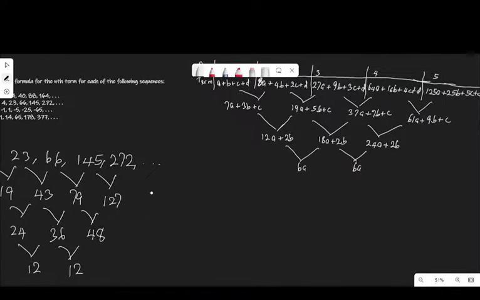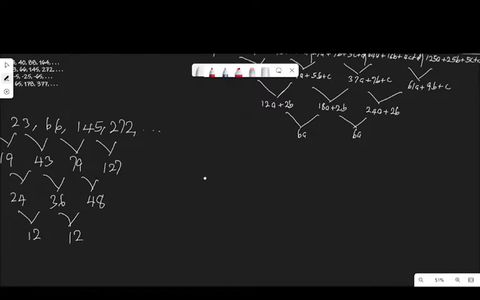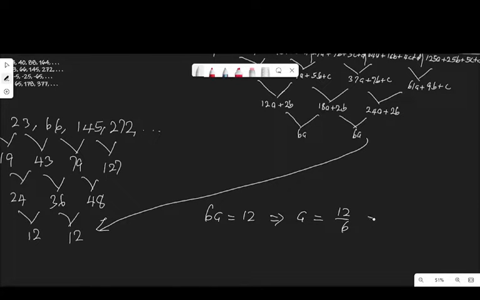Okay. Now if we compare this table here with this table here, the last row in this table corresponds to the last row in this table, which means 6a is equal to 12, which implies a is 12 divided by 6, which is 2. Now again, we compare this row now with this row. That means 12a plus 2b corresponds to 24. 18a plus 2b corresponds to 36. And 28a plus 2b corresponds to 48.